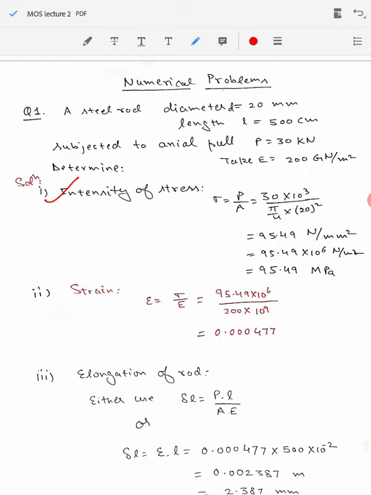Now you will calculate this value in terms of Newton per millimeter square because we have taken the area in millimeter and the load value in Newton. So this gives us the value of 95.49 Newton per millimeter square. If we convert millimeter to meter, we are going to get 10 to the power 6 multiplication with the 95.49. And you can also write Newton per meter square as Pascal, and 10 to the power 6 as megapascal.